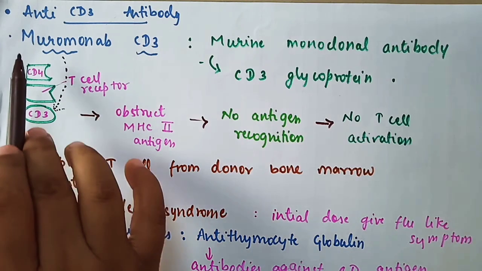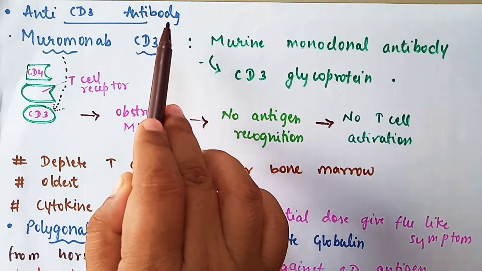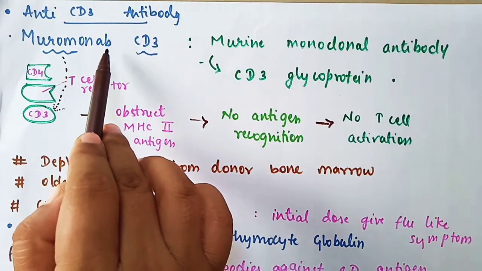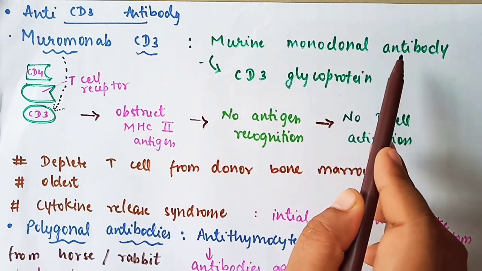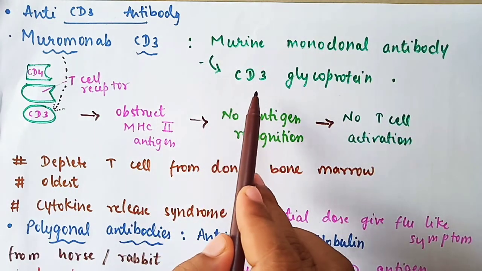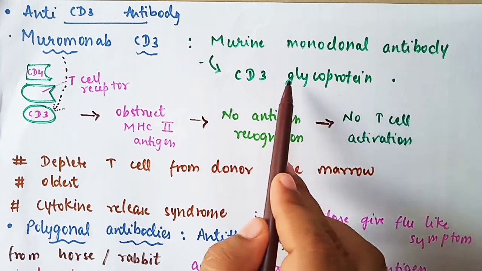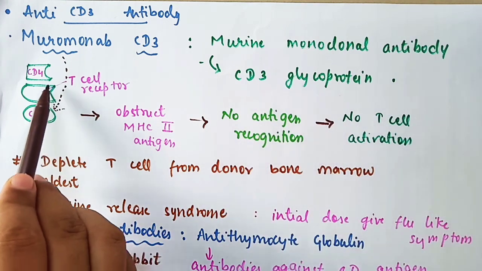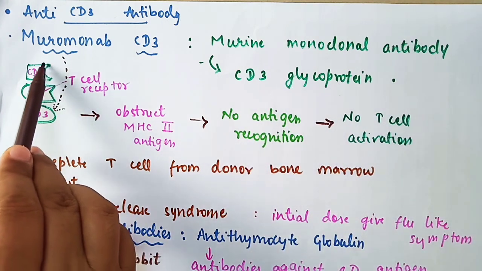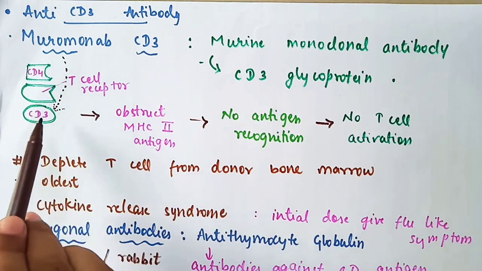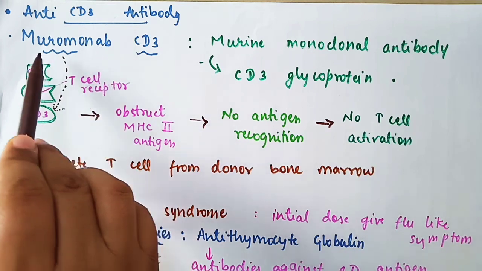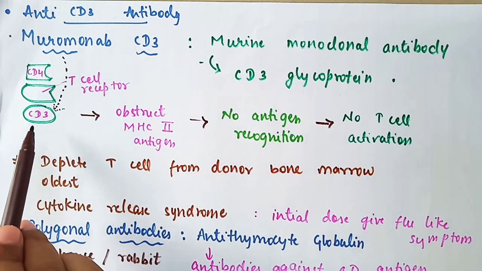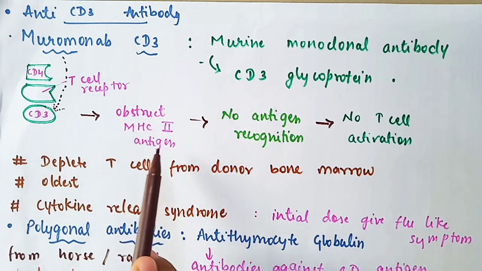Next category is anti-CD3 antibody. In this, the drug is muromonab CD3. So this muromonab is a murine monoclonal antibody. It is acting on a CD3 glycoprotein. So where is CD3 glycoprotein? This is a T cell receptor on which one side is CD4 T cell and another side is CD3 glycoprotein. This muromonab binds on this CD3 and obstructs the MHC2 antigen.